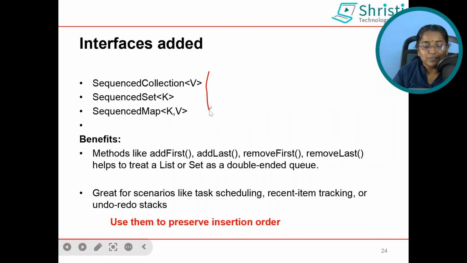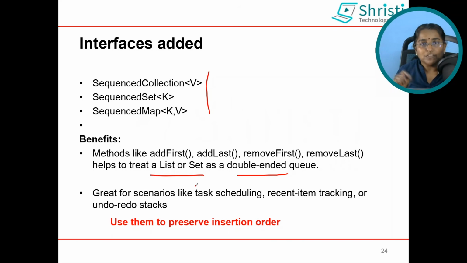So these are the three interfaces that were added. What are the advantages? Methods like addFirst, addLast, removeFirst and removeLast help to treat a list or set as a double-ended queue. In which scenario will you be using it? Let's say I am adding elements to a cart. Then I am removing one element from the cart, for adding, undoing it. For task scheduling, recent item tracking, for all these we can use these kinds of methods. They are very supportive. I will also add a video about this particular topic in detail in the upcoming videos. So use SequencedCollection for preserving the insertion order.